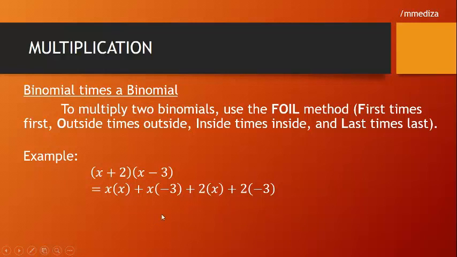So simplifying this equation, we have x squared minus 3x plus 2x minus 6. You notice that we still have like terms. So we simplify that one. That will be x squared minus x minus 6.